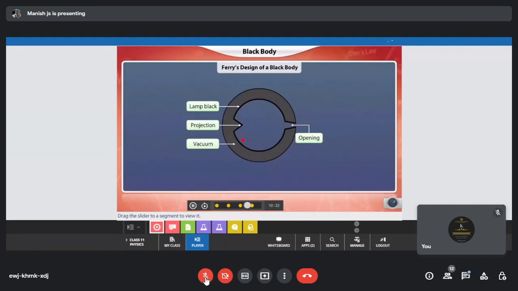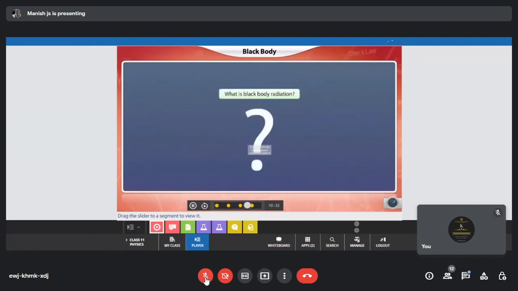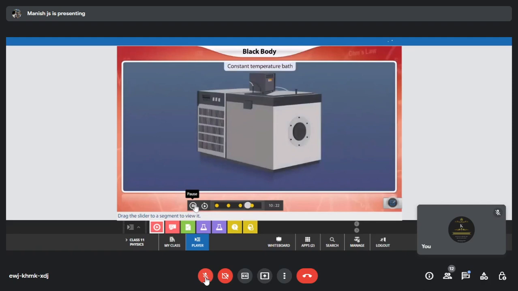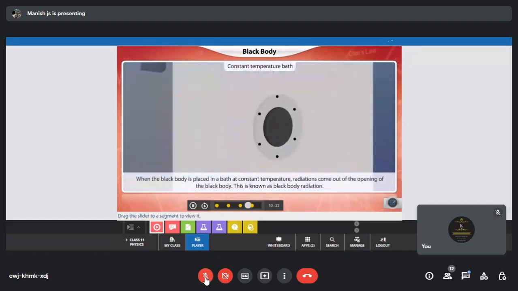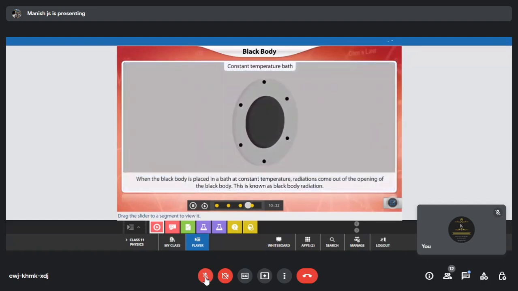This is how Ferri's black body absorbs thermal radiation. So, what is black body radiation? We know that good absorbers of heat are good emitters of heat. When the black body is placed in a bath at constant temperature, radiations come out of the opening of the black body. This is known as black body radiation.